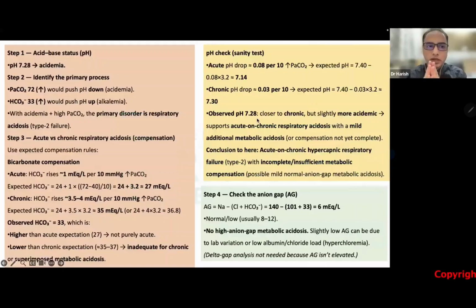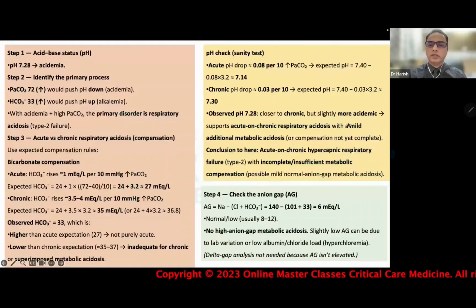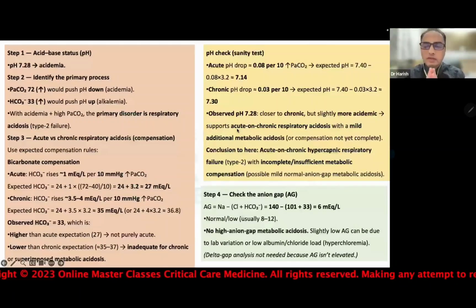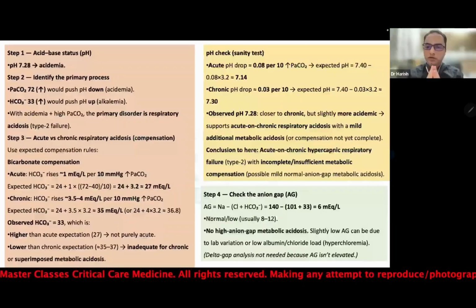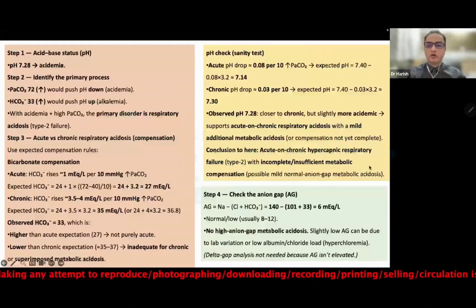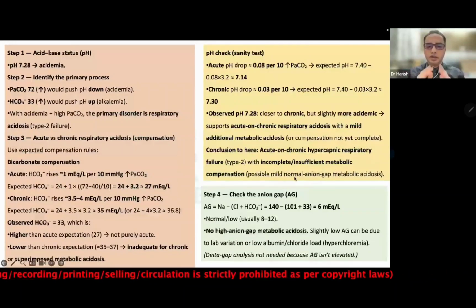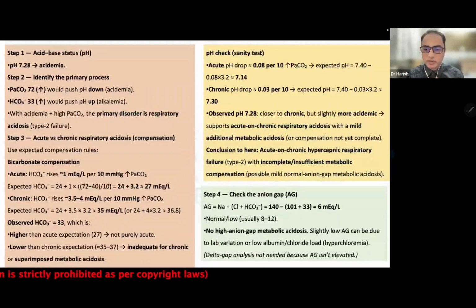So the observed pH, 7.28, which is the given pH on the ABG, is closer to chronic, 7.3, but slightly more acidemic, which supports acute and chronic respiratory acidosis with mild additional metabolic acidosis. So our compensation is not yet complete. So the conclusion here: acute and chronic hypercapnic respiratory failure, that is type 2 failure, with incomplete or insufficient metabolic compensation. So possibly a mild normal anion gap metabolic acidosis may be there.